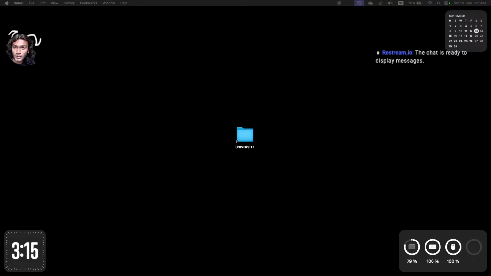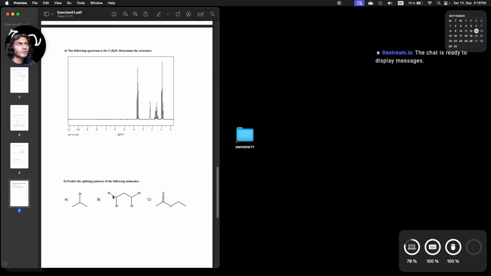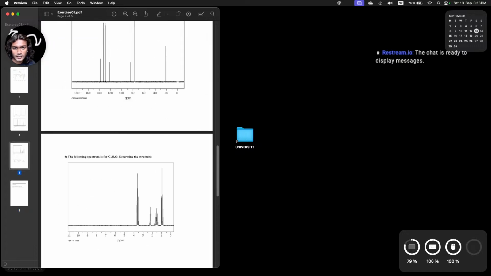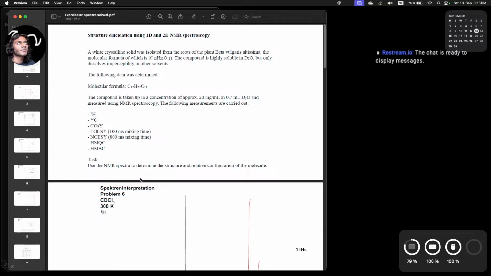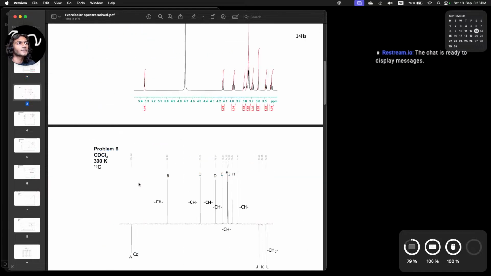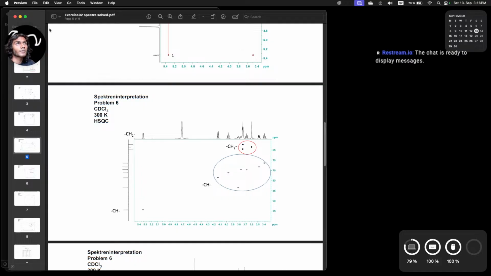Well, I don't have time to waste. I gotta look into organische Chemie. We're doing the first exercise sheet, and the second one. Okay, that's an important one.